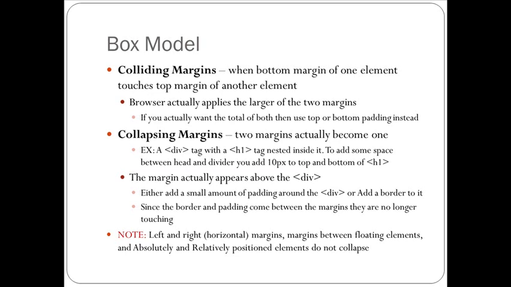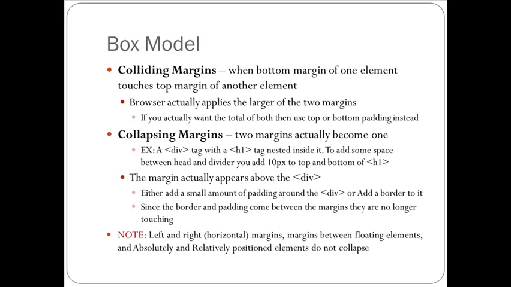There's also a scenario called collapsing margins. It's when two margins actually become one. So if you had a divider tag with an H1 tag nested inside of it, to add some space between the head and the divider, you add 10 pixels to the top and bottom of the H1. Well, that margin would actually appear above the divider. So either you would have to add a small amount of padding around the divider or add a border to it to eliminate both those margins from touching each other.